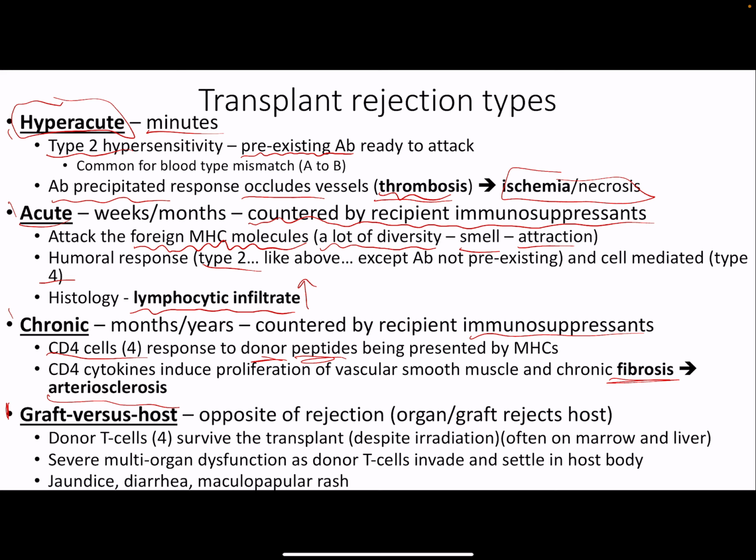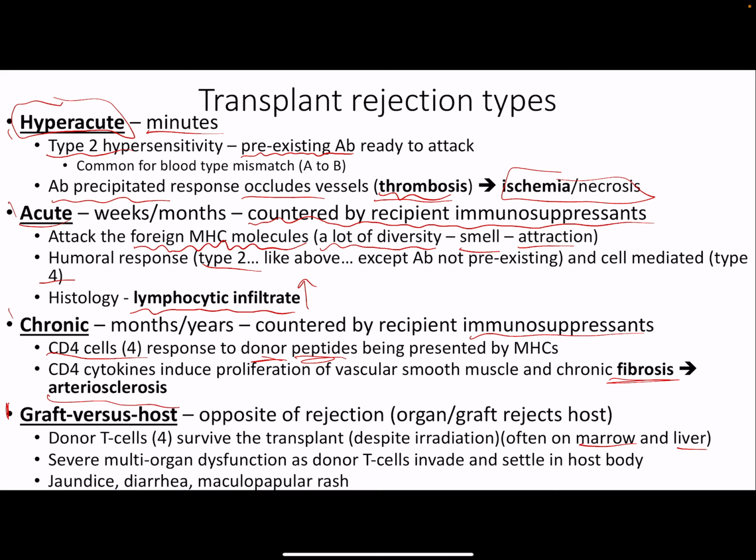Graft versus host is often seen if you're donating a bone marrow or a liver, as an example. The bone marrow and the liver have a lot of B cells and T cells already ready to go. So when you donate the bone marrow, when you donate the liver, these B cells and T cells activate, and they suddenly find themselves in a strange land where tons of foreign stuff is around. So they start going crazy, attacking everything.